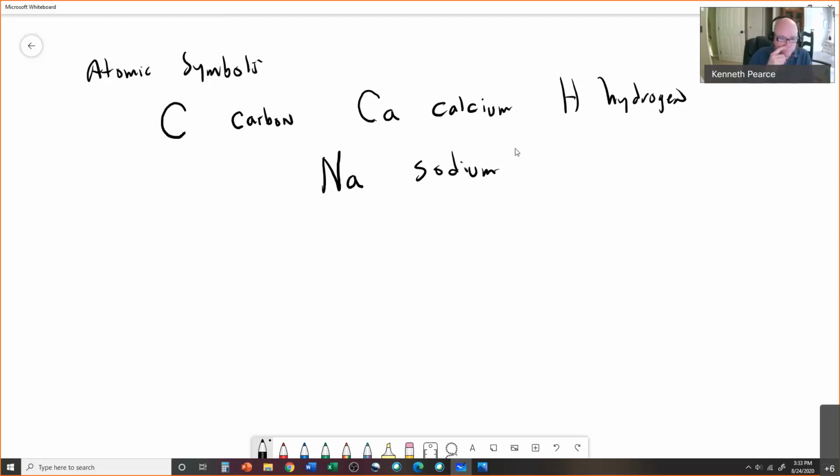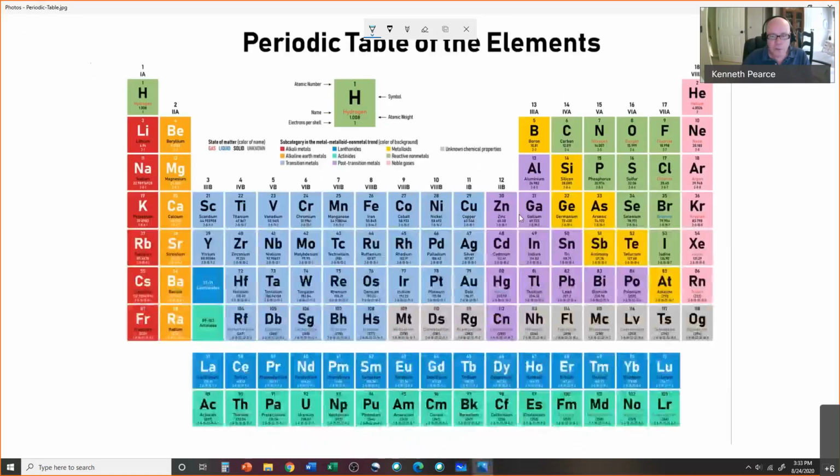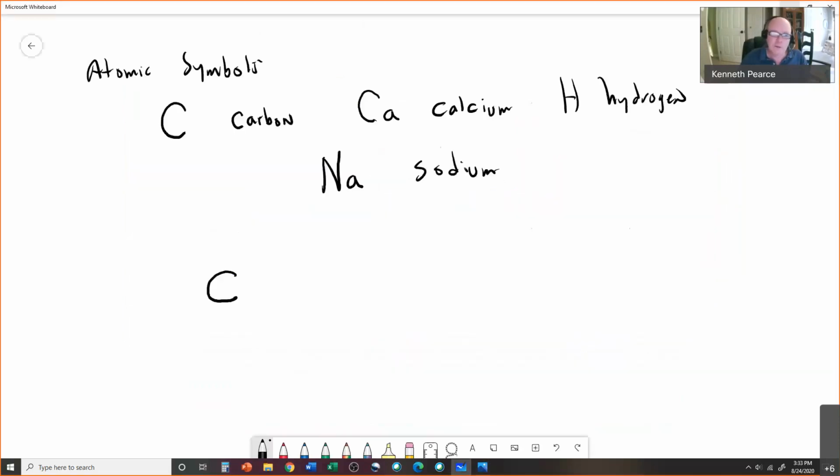Okay, now when we're trying to write out an atomic symbol, if you look on the periodic table, I'll go ahead and pull up that picture. You will see that there is a number above the element on the periodic table. And if you look at carbon, you'll see there's a 6 above the carbon. And it looks just like this when it's on the periodic table.